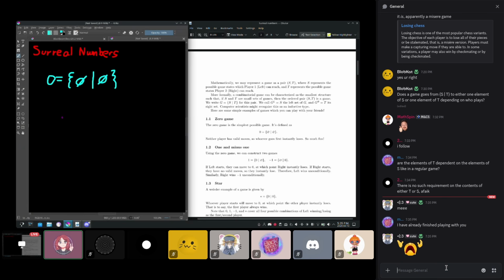So what else can we do? Using the 0 game, we can start to define other games which make use of the 0 game. So for instance, we can have 1, which is going to be defined as this game: the left player can move to 0, and the right player has no moves at all.